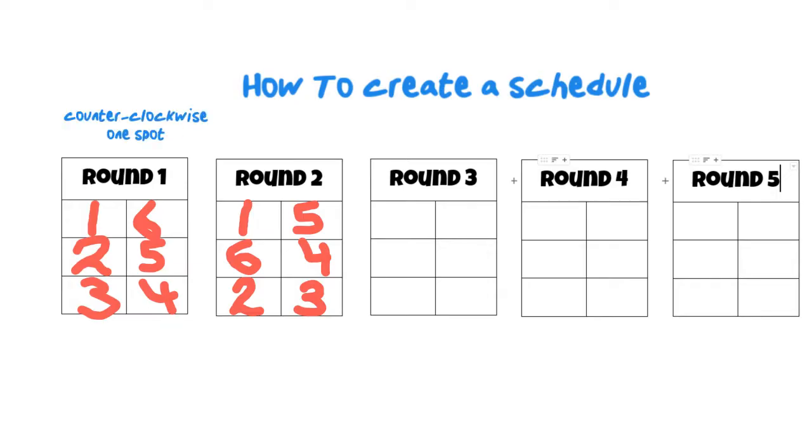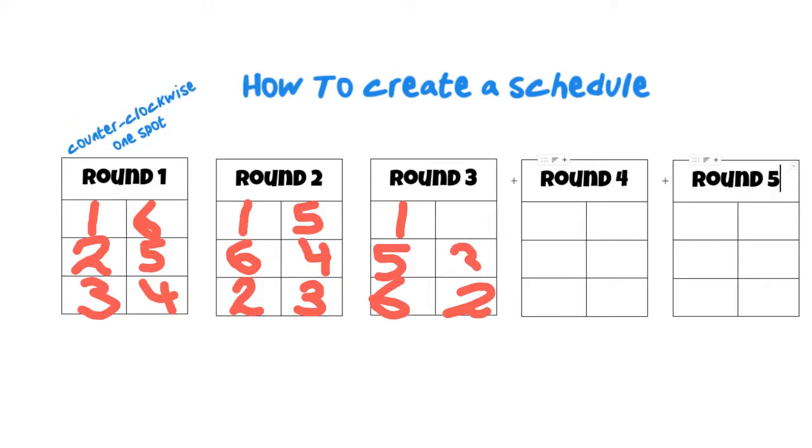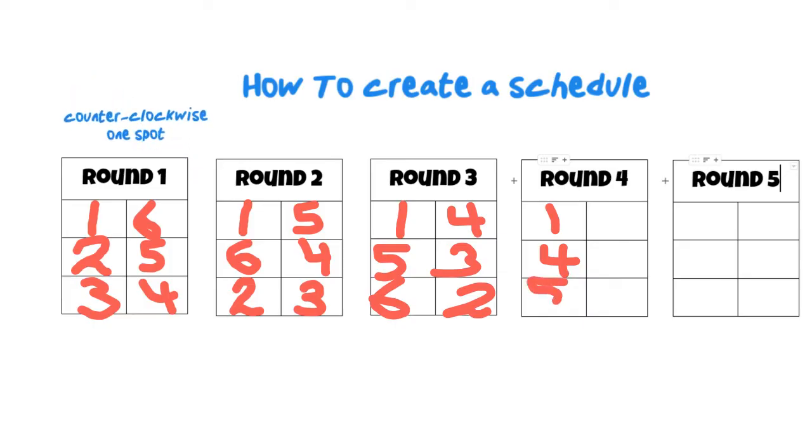If I follow the same pattern in round 3 and keep 1 in the same spot, now 5 has moved over to here, and 6 has moved down, 2 is here, 3, and 4. And I keep on repeating the pattern, but number 1 is always going to stay in the same spot. It stays constant, and everyone else moves around. So it does mean that team 1 is playing first in each round, but in reality it doesn't matter, because each team is going to then be playing each other team.